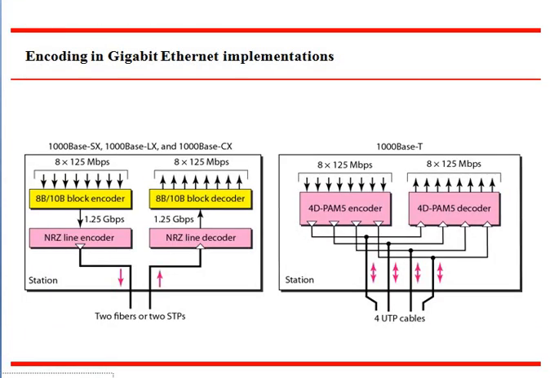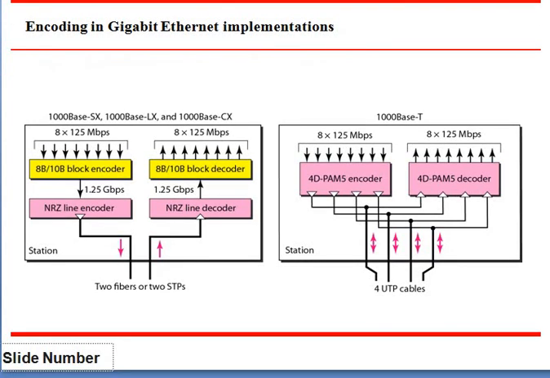We can see the encoding in the gigabit Ethernet implementation. For 1000BaseSX, 1000BaseLX and 1000BaseCX, we can see in one figure how the encoding takes place. For 1000BaseT, we can see in another figure how the encoding takes place. The 3 use the same encoding, while for 1000BaseT we are going to use a different encoding method. This is how the encoding in the gigabit Ethernet implementation takes place.